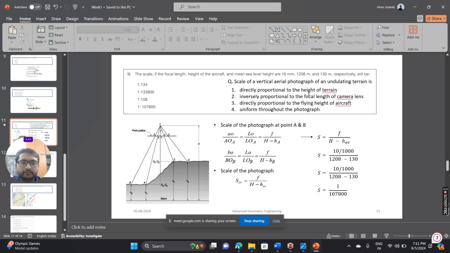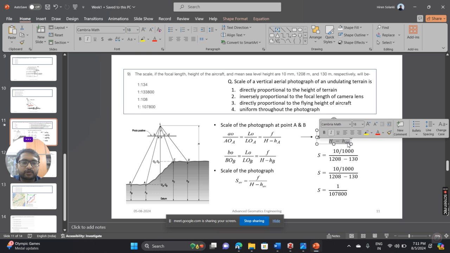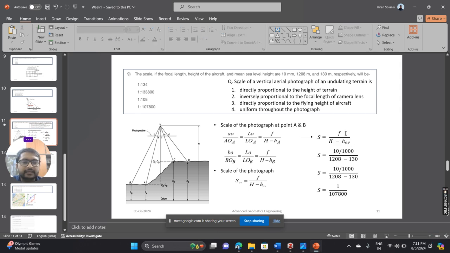Now when we talk about the height of the terrain, this capital H minus small h average is the terrain height. If we increase the terrain height, if we increase the h average, what will happen? Will this denominator become high or less? Can anyone say this? If we increase the h average, the height of the terrain, then what will happen with the denominator?